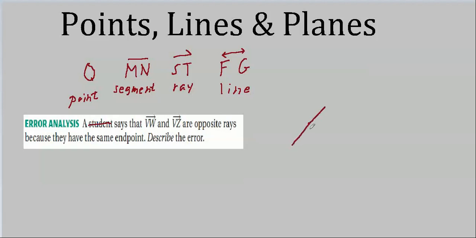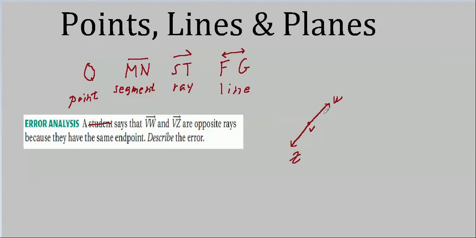Here's V here. And this takes off. And we'll put Z here and W here. Well, these are opposite rays. They have the same endpoint, plus together they form an actual line, and they take off in opposite directions.